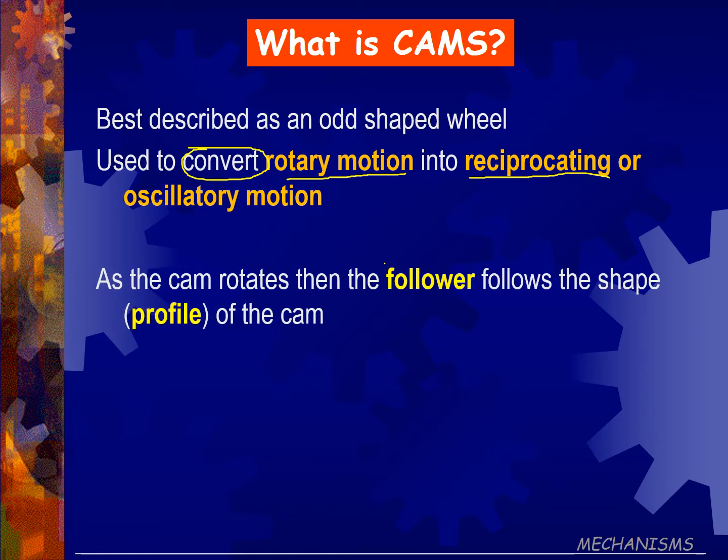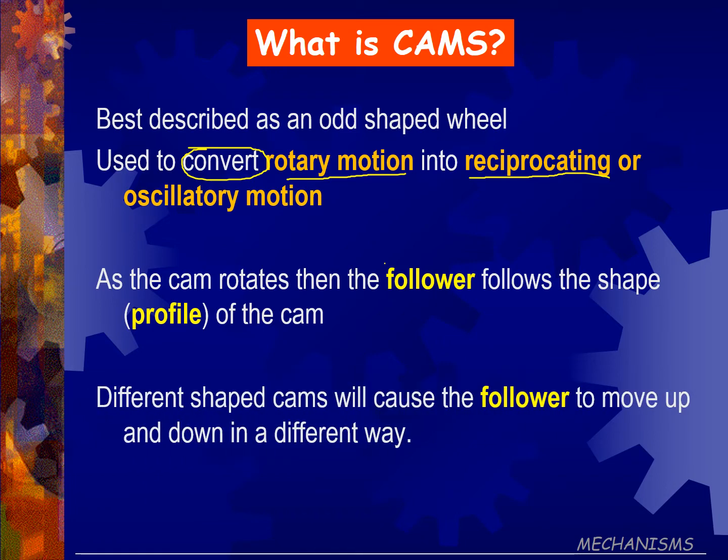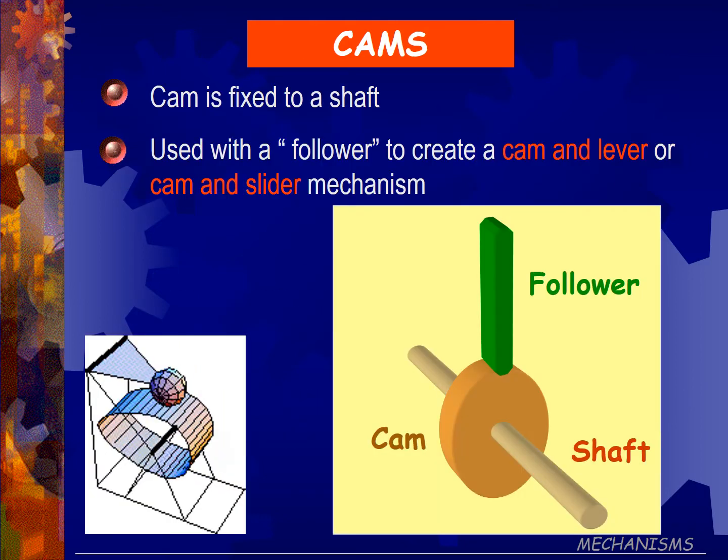As the cam rotates, the follower follows the shape, or rather the profile, of the cam. That's why it's called a follower. Different shaped cams will cause the follower to move up and down in different ways. So if you want the follower to have different reciprocating movement periods, all you need to do is change the shape of the cam.